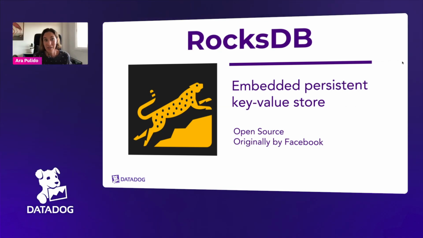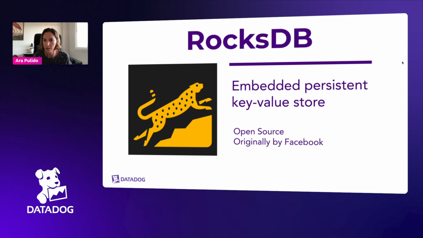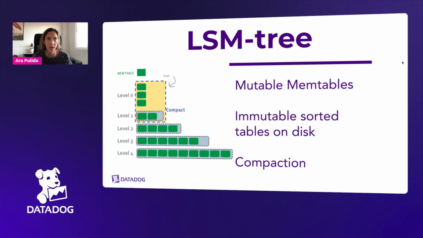Cool, interesting indeed. So RocksDB is open source. It was originally created and is maintained by Facebook, and it's based on the LSM Tree algorithm. What's that, Kenny?